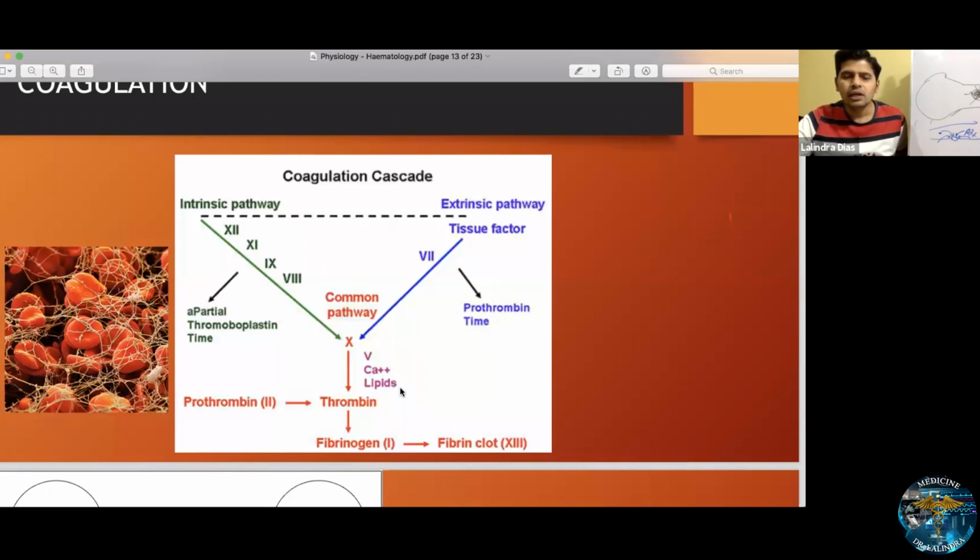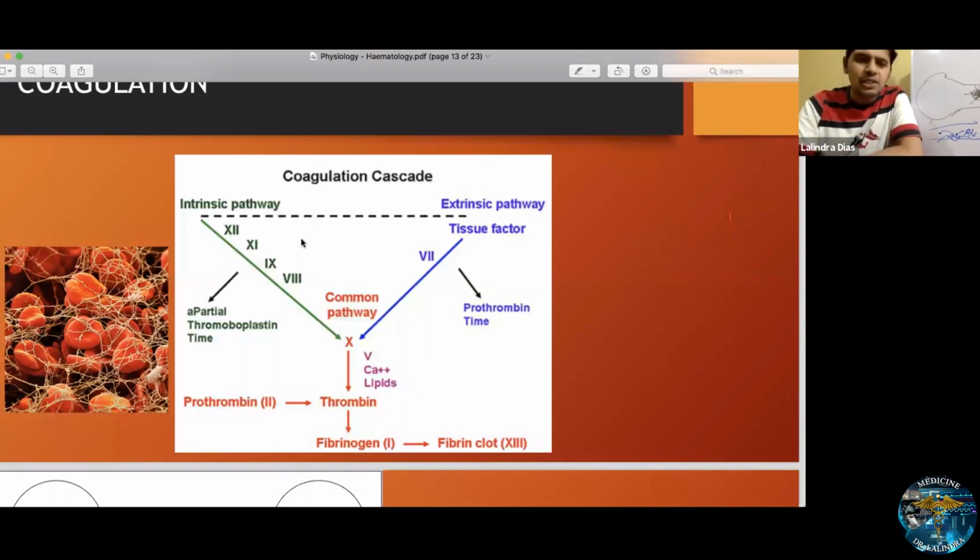Okay, so guys, as you can see here, when the common pathway factor 10 is activated, that converts prothrombin, which is factor 2, into thrombin. And thrombin per se is not enough. Thrombin has to convert it to the fibrin clot. So with the help of thrombin, fibrinogen is converted to fibrin clot. Right. So it's like this, guys.